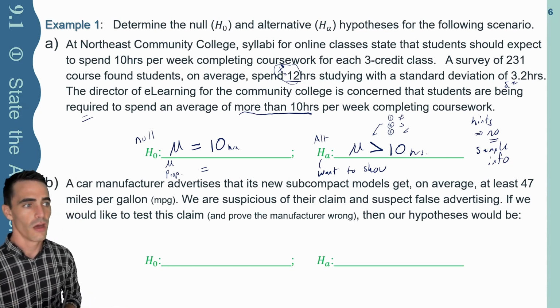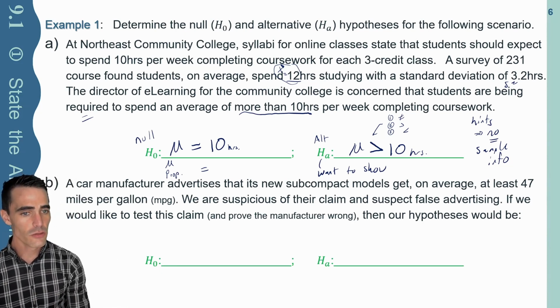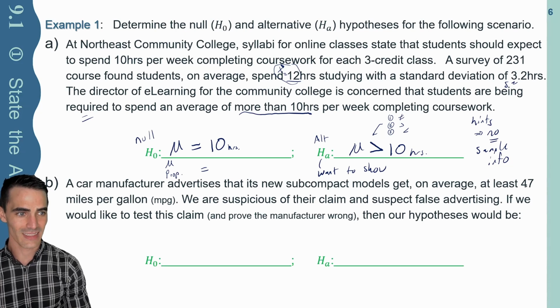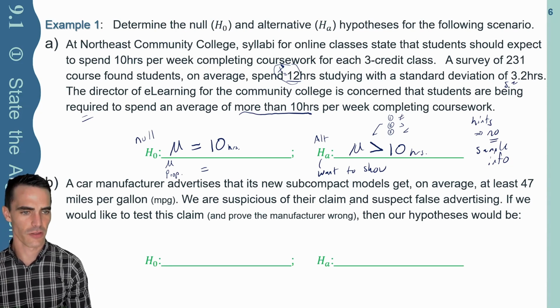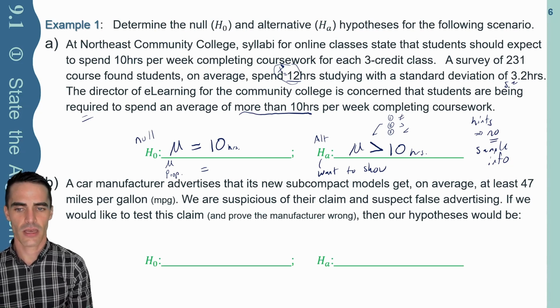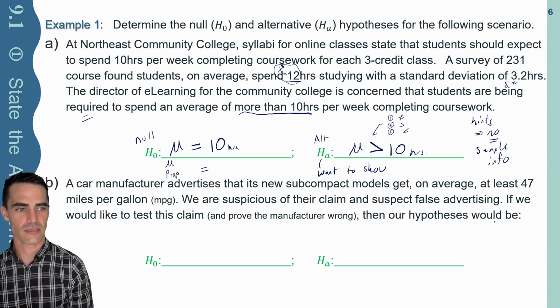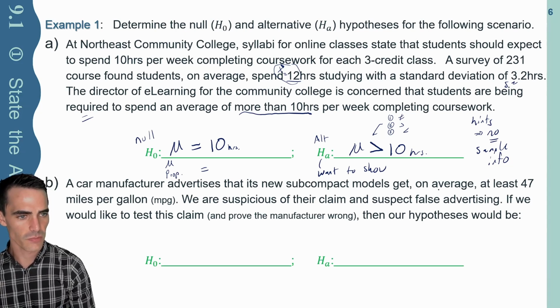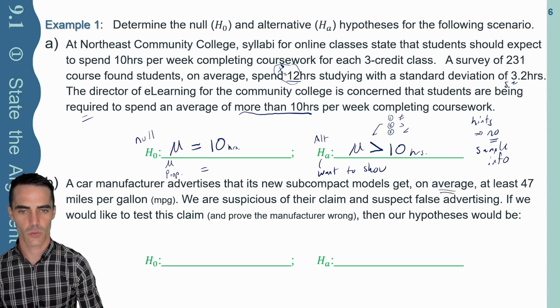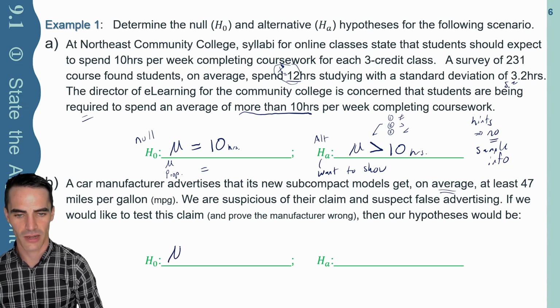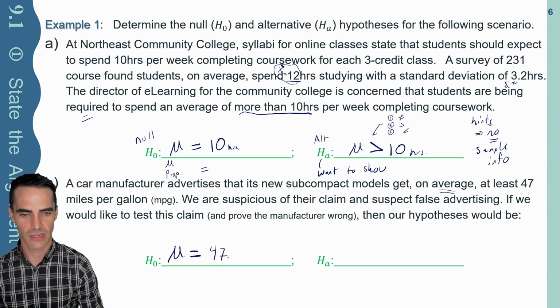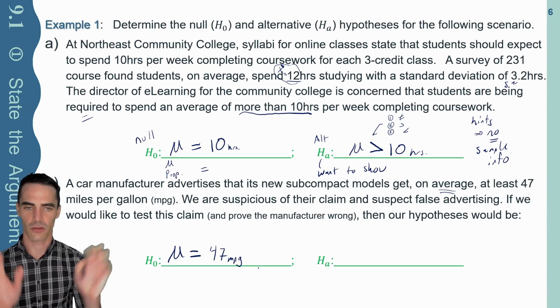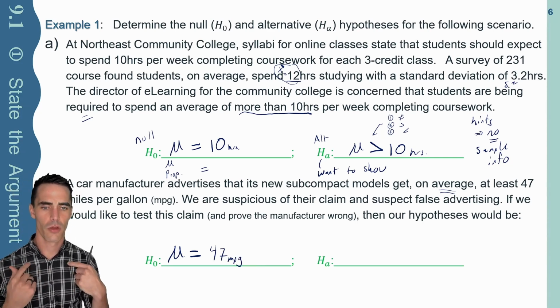Next example. A car manufacturer advertised that its new subcompact model gets, on average, at least 47 miles per gallon. That's what the advert says. We are suspicious of their claim and suspect some false advertising. If we would like to test this claim and prove the manufacturer wrong, then our hypotheses would be blank. Some key words for you. Again, the null hypothesis, the status quo, is always a mean or proportion. In this case, we're talking about an average, which is always equal to 47, and technically, this is miles per gallon. That's what their claim is. But we'd like to prove them wrong.